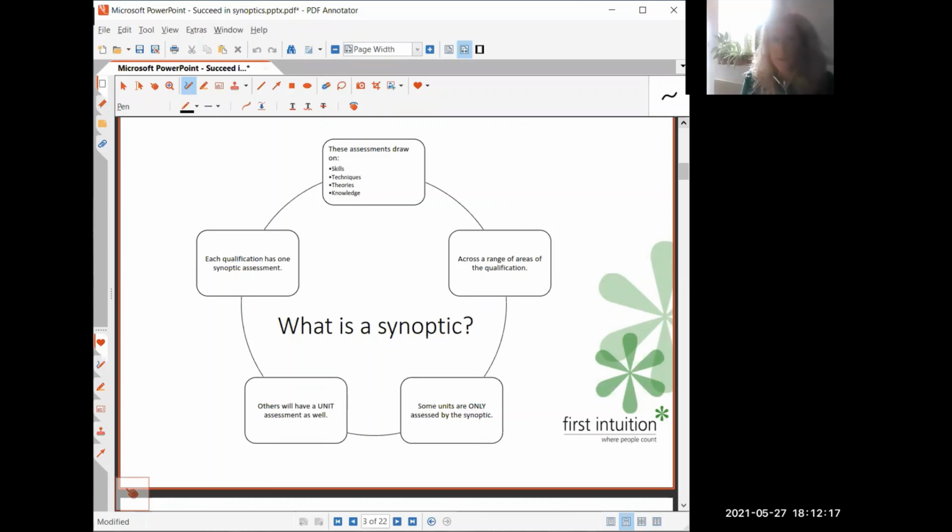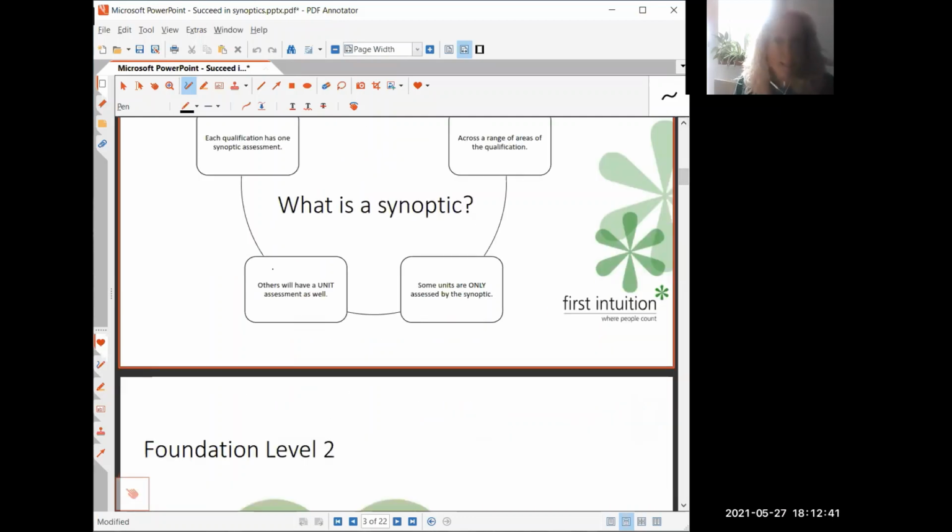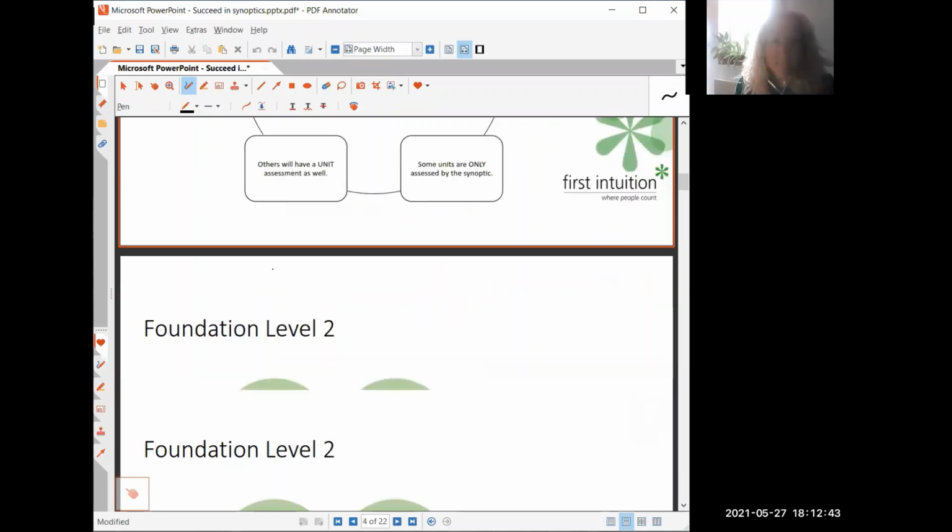For those units that are only tested in the Synoptic, all of the learning outcomes and assessment criteria, that entire knowledge for that unit will be tested within that Synoptic assessment. Doesn't mean that you get a question on every area of the syllabus, but it means you need to know the whole syllabus to prepare for the assessment. So that's what our Synoptic assessment is.